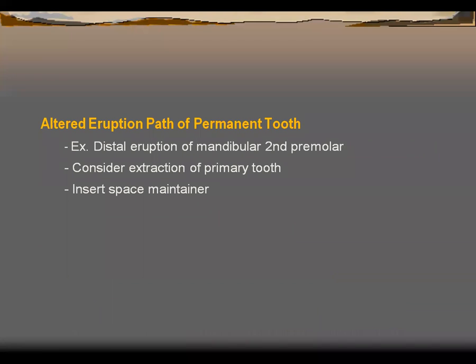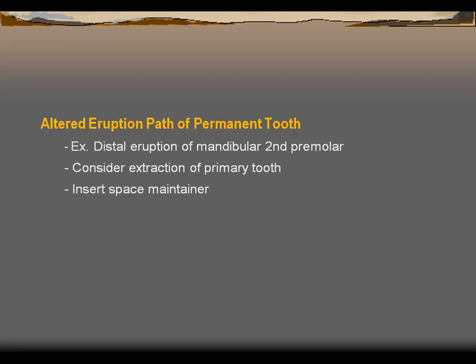And the next is altered eruption path of permanent tooth. Example, distal eruption of mandibular second premolar. So if a particular succeeding tooth changes its path of eruption, then there will be no exfoliation of that particular primary tooth. There won't be any root resorption. There won't be any exfoliation of that particular tooth.